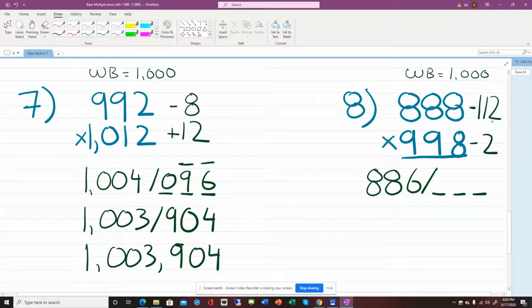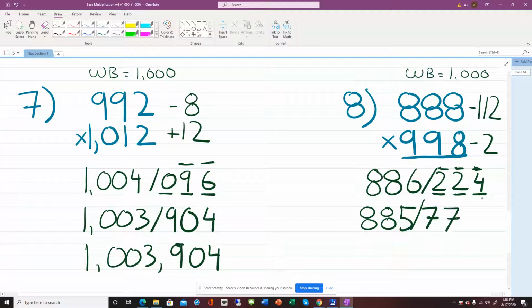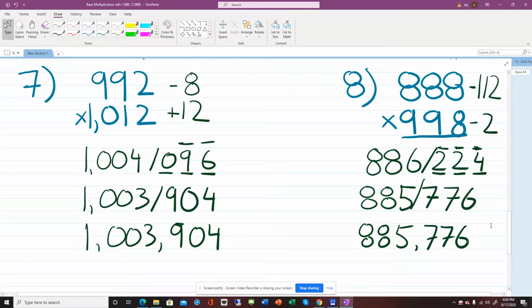So 112 times 2 is 224. All of these are negative though. So let's go down 1,000 and then up 1,000. So 885. And then all from 9, last from 10. So 9 minus 2 is 7. 9 minus 2 is 7. 10 minus 4 is 6. So nothing to carry. Final answer, 885,776. Great. Let's go down now.